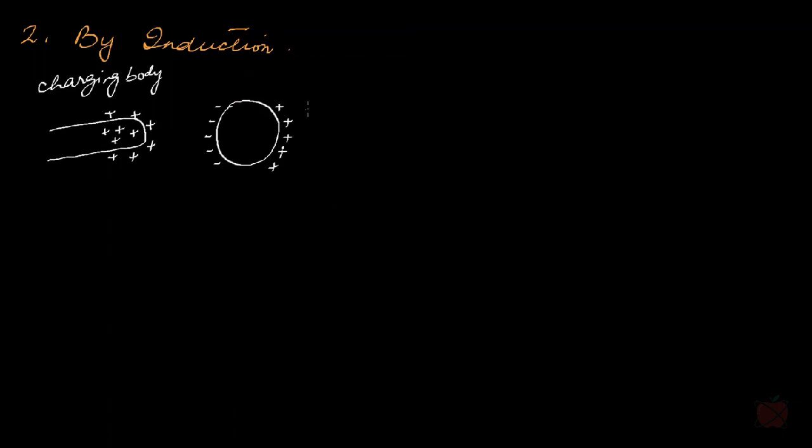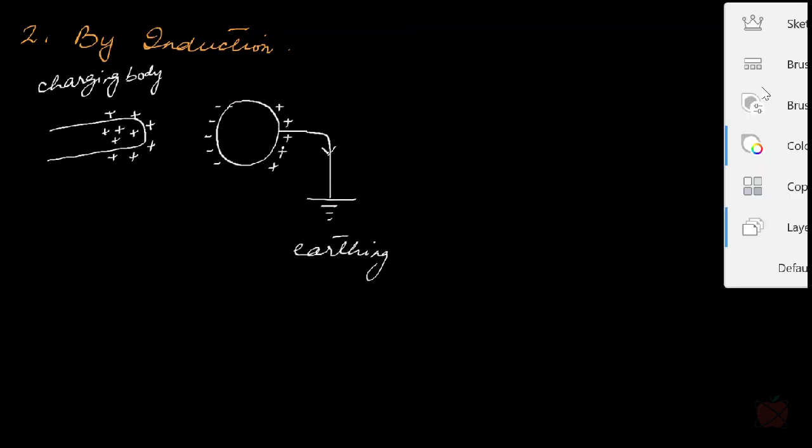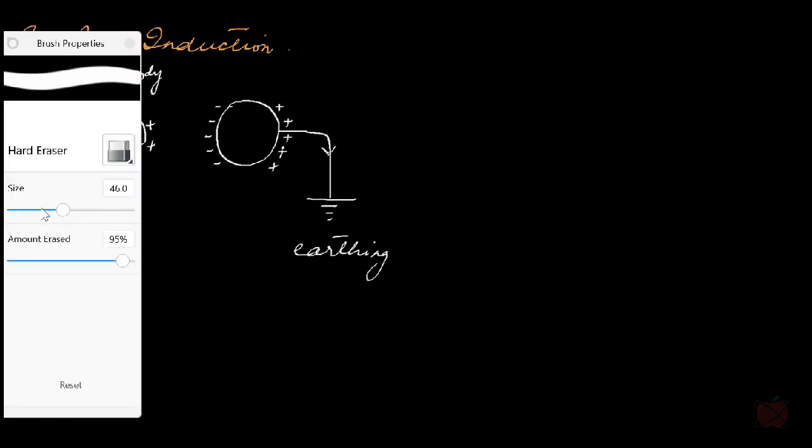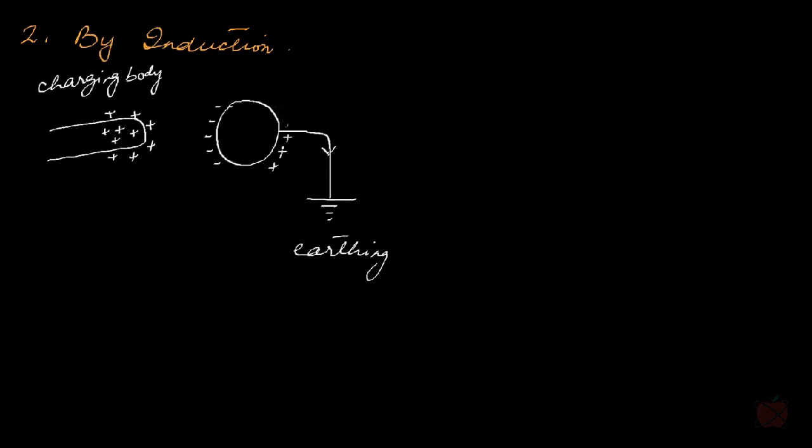Now what will happen if I take a wire and join this to the ground, I join this to the earth? This process, by the way, is called earthing. So what will happen to all these positive charges? They will flow onto the earth, so that there will be no more positive charge here. You see, no more positive charge, right?